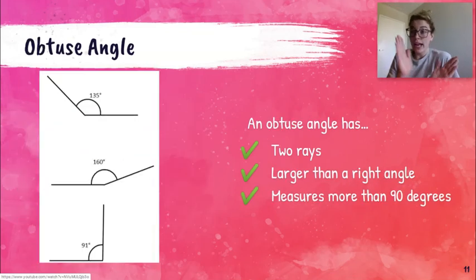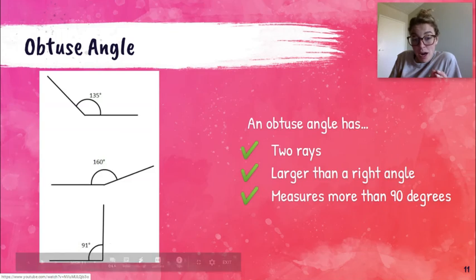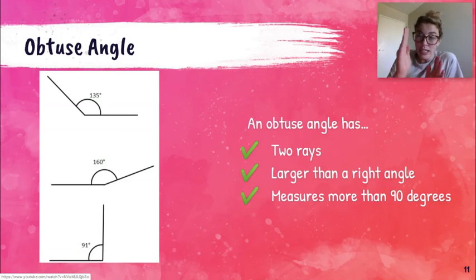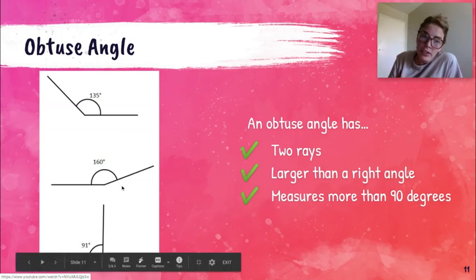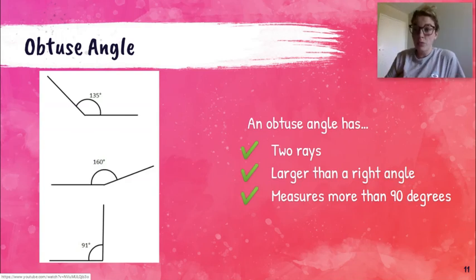An obtuse angle has a big caboose, like it says in the song. It's larger than 90 degrees. It has two rays, and it measures more than 90 degrees, but less than 180, because 180, we'll get to that one next. Okay, so this bottom one looks like it's a right angle, but it's marked as 91 degrees. It's a little bit larger. This one is clearly obtuse, and this one is clearly obtuse. And again, it doesn't matter if it's angled this way or angled this way. If it's larger than 90 degrees, it's obtuse.